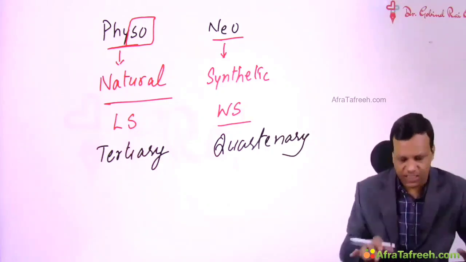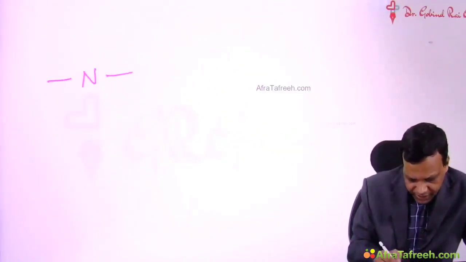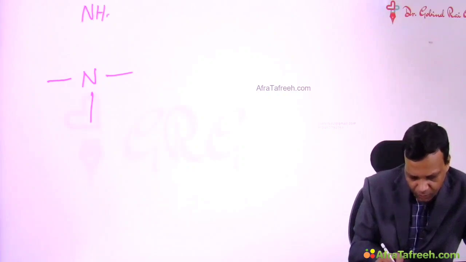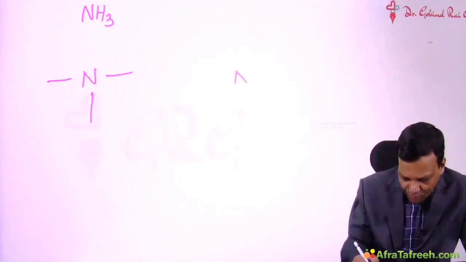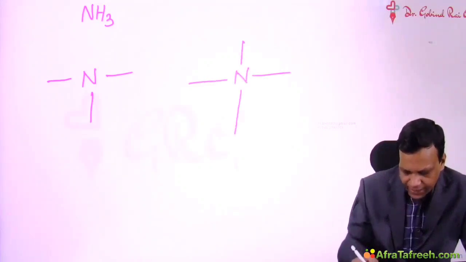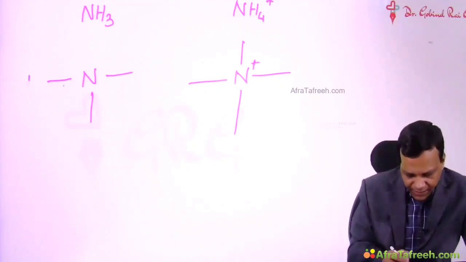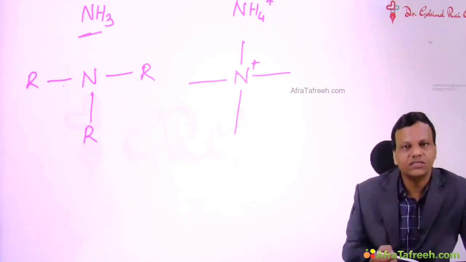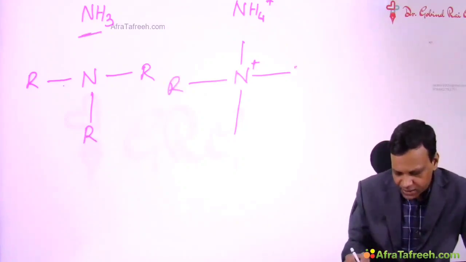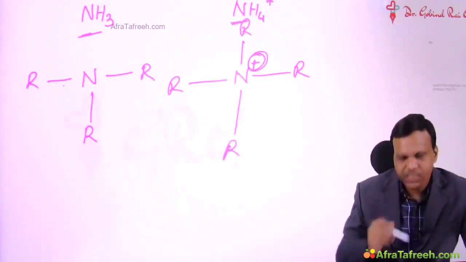What is the meaning of this? If you see ammonia, what we write as NH3, it is ammonia. That means 3 atoms are attached to nitrogen. But in the ammonium ion, when we attach one more atom, it becomes NH4 positive. A positive charge comes. So when 3 atoms are attached, it is a tertiary amine, which is non-ionized, whereas when 4 atoms are attached, it is quaternary, and a quaternary amine means it is ionized.